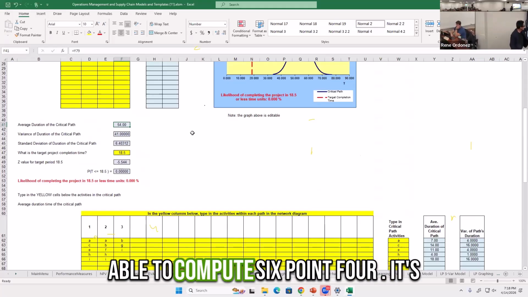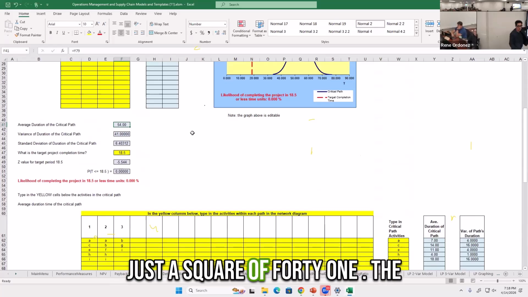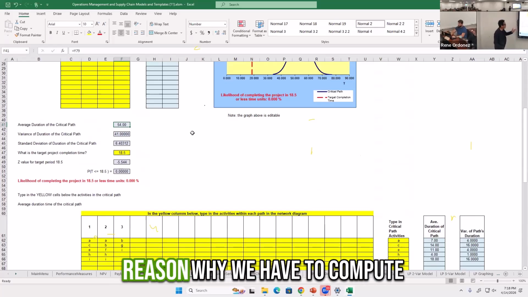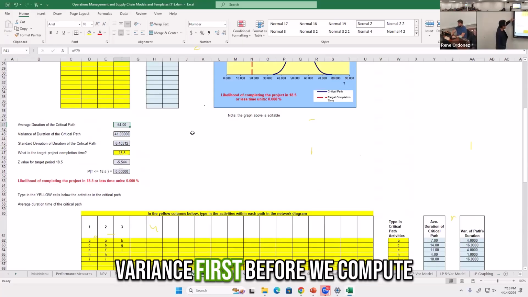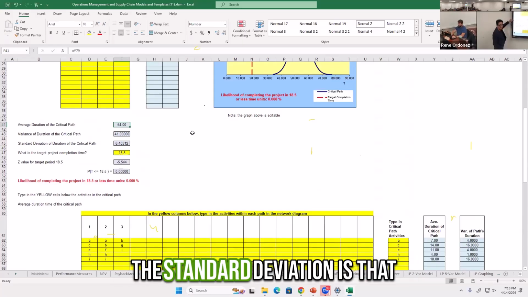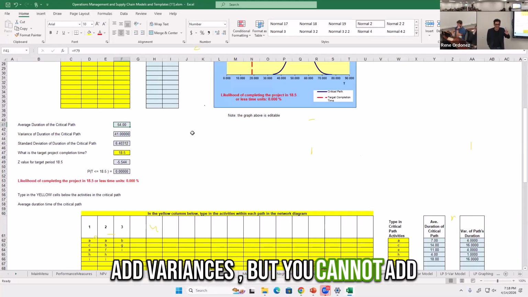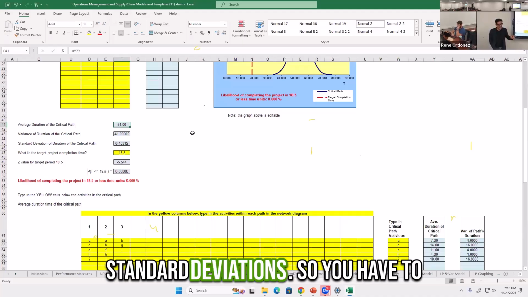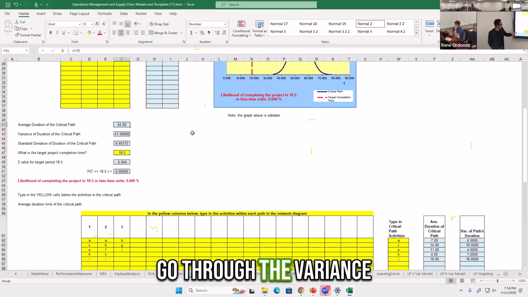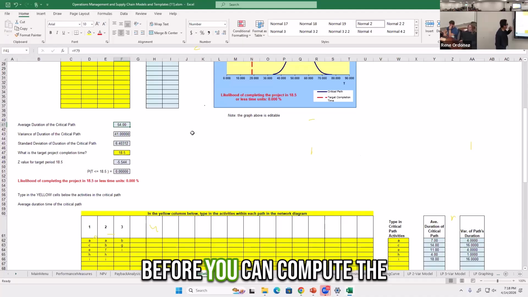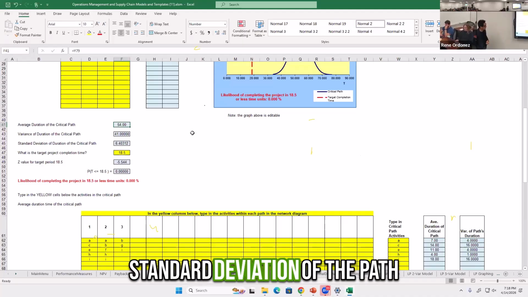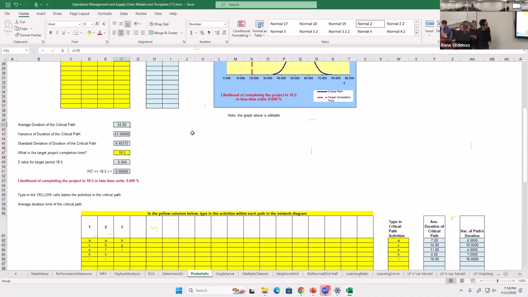How did we compute 6.4? It's just the square of 41. The reason why we have to compute variance first before we compute the standard deviation is that variance can be added. It makes sense to add variances, but you cannot add standard deviations. So you have to go through the variance before you can compute the standard deviation of the path.